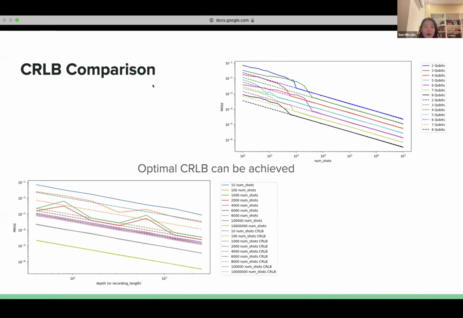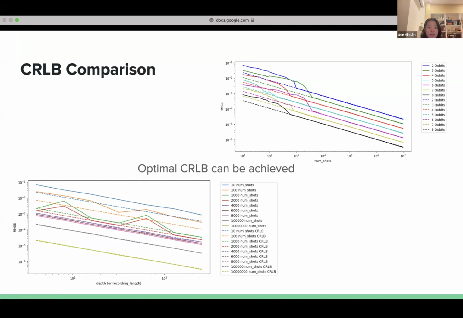We can compare our results to the CRLB, which we previously derived, and we see that we achieve very good results. It lies practically on the CRLB, which means we can achieve this minimum error case. However, this holds as long as the number of shots is at least 4,000. As you can see here, for the ones below 4,000, there are all these peaks and garbage.